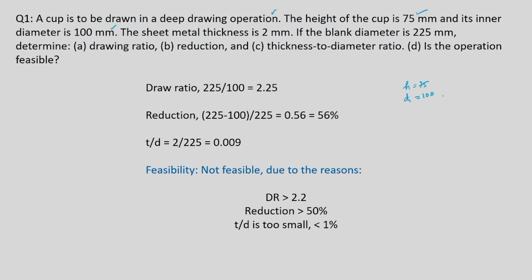These two are given. The sheet metal has a thickness of 2 mm, so T naught you can keep as 2 mm. The blank diameter is 225 mm. Blank diameter means you can say D naught is 225.